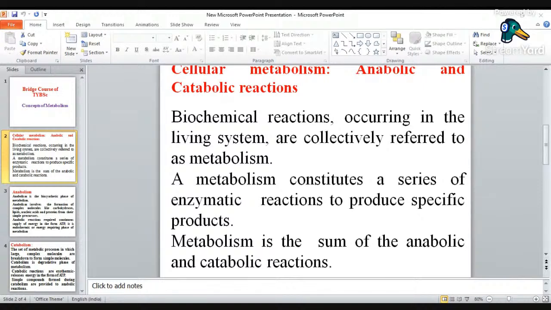Enzymes are the biocatalysts which carry out all the metabolic processes in the cell. Metabolic processes are nothing but the anabolic process as well as the catabolic process. What is metabolism? Metabolism is the sum of anabolism and catabolism. Now what is anabolism and what is catabolism?